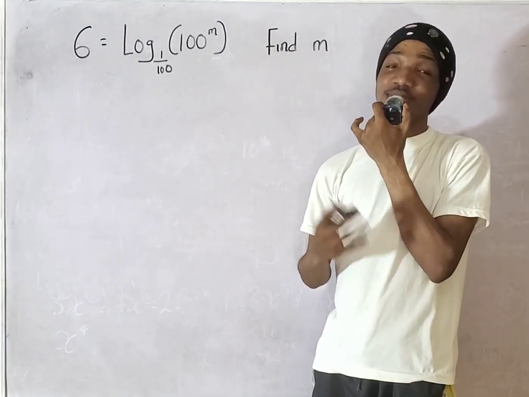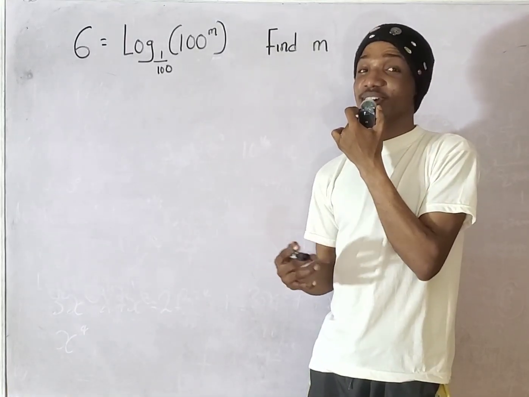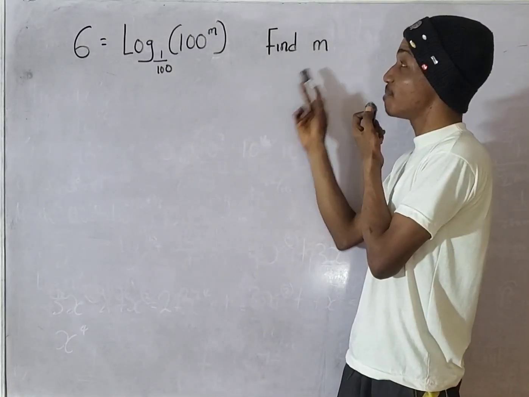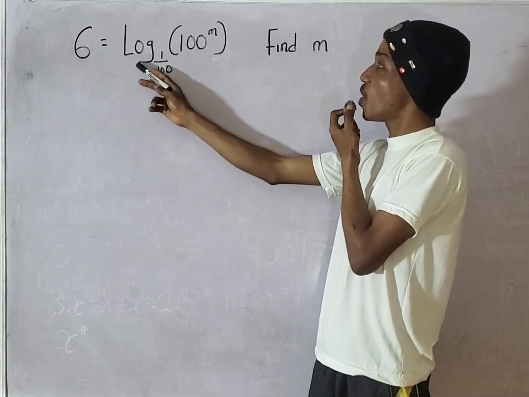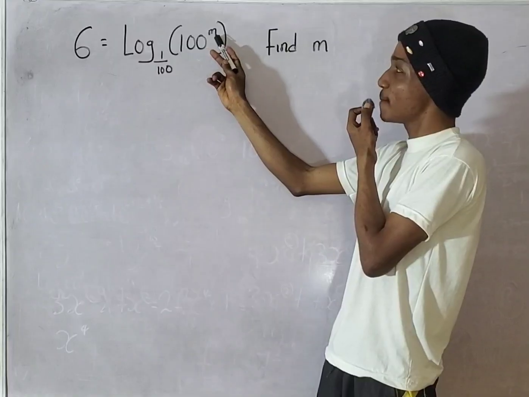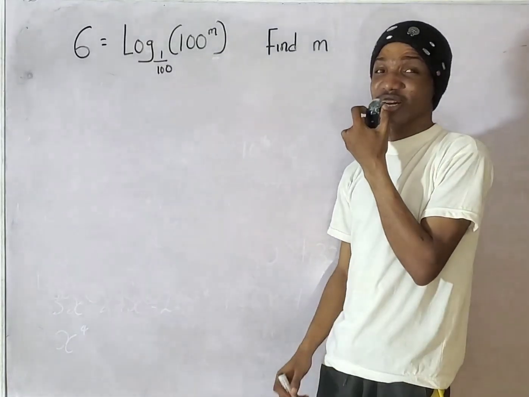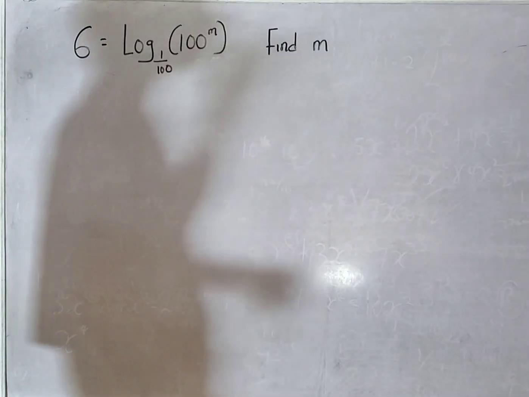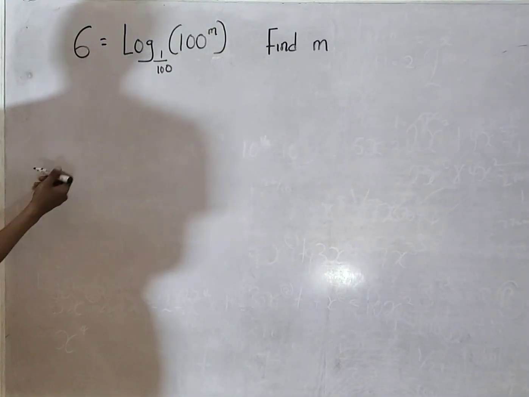This is one of the most difficult questions you will ever encounter in logarithm. Here we are asked to find the value of m if 6 equals log 100 raised to the power of m, base 1 over 100. If you encounter this question in an exam, how will you approach it? To do this, please listen.